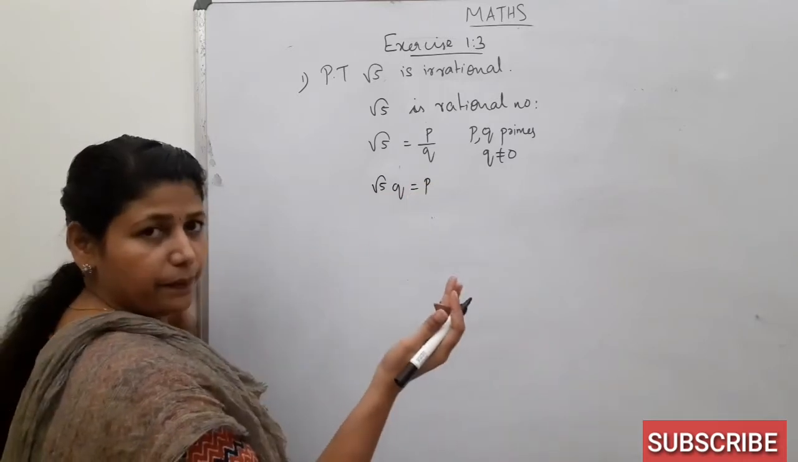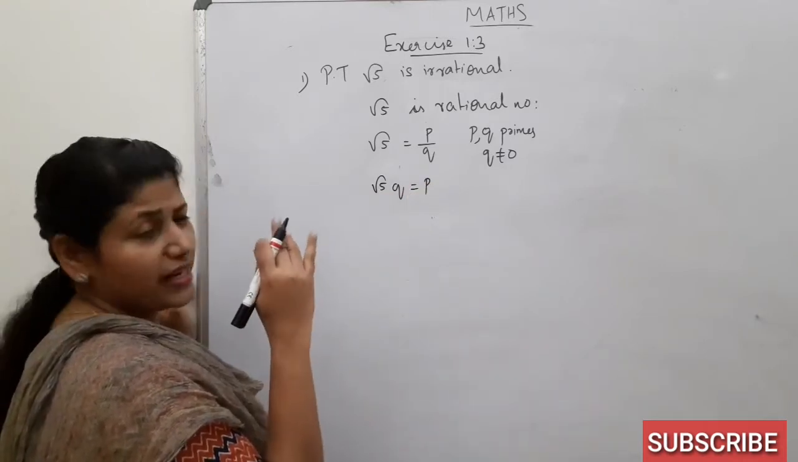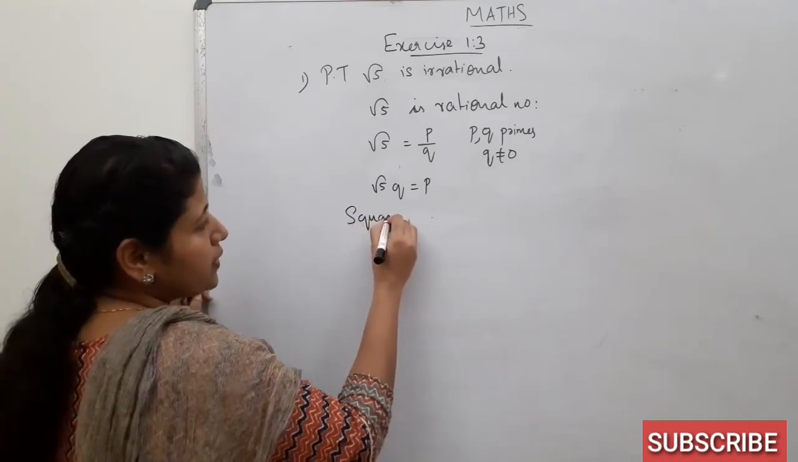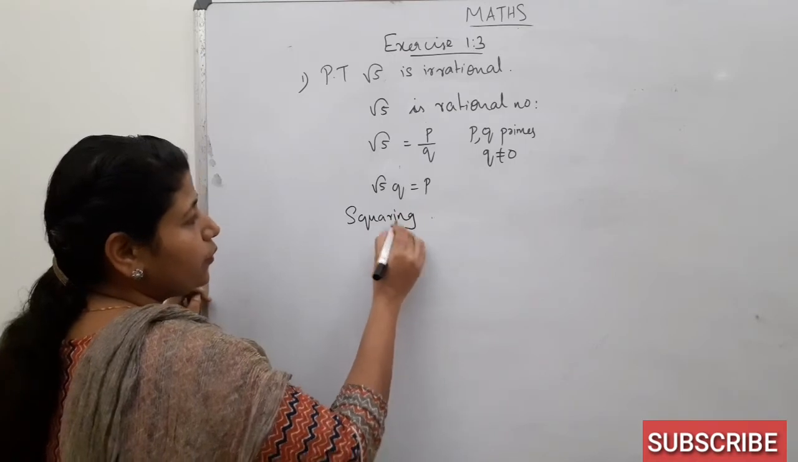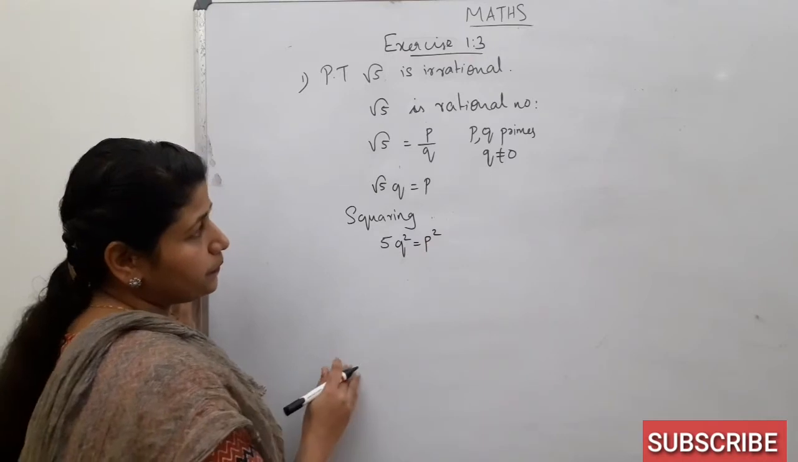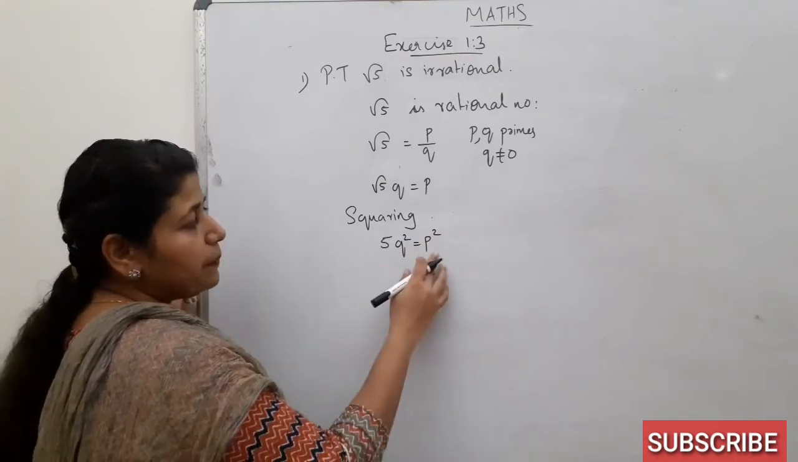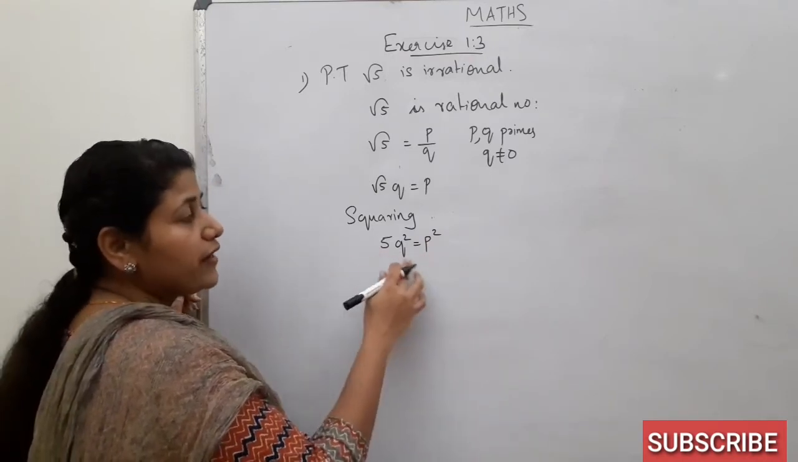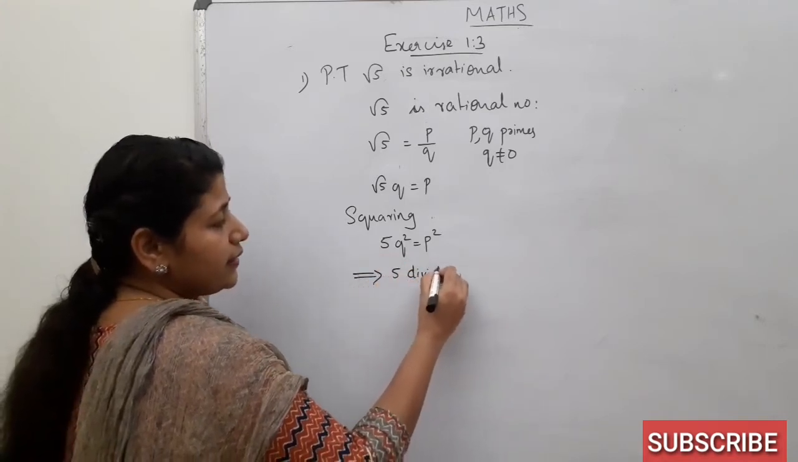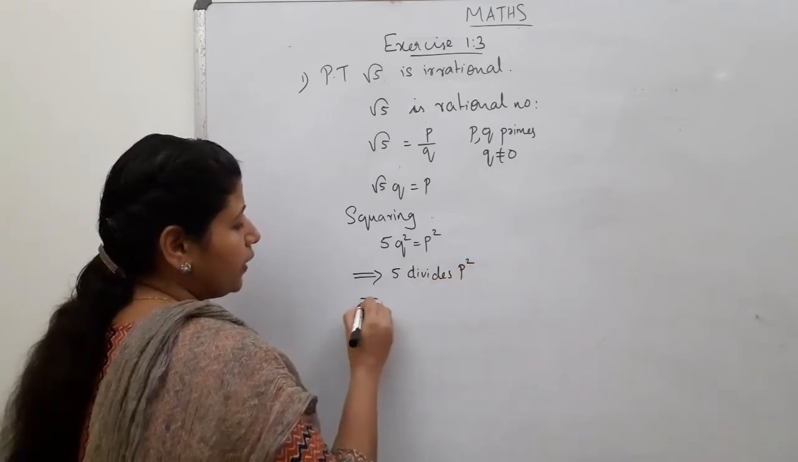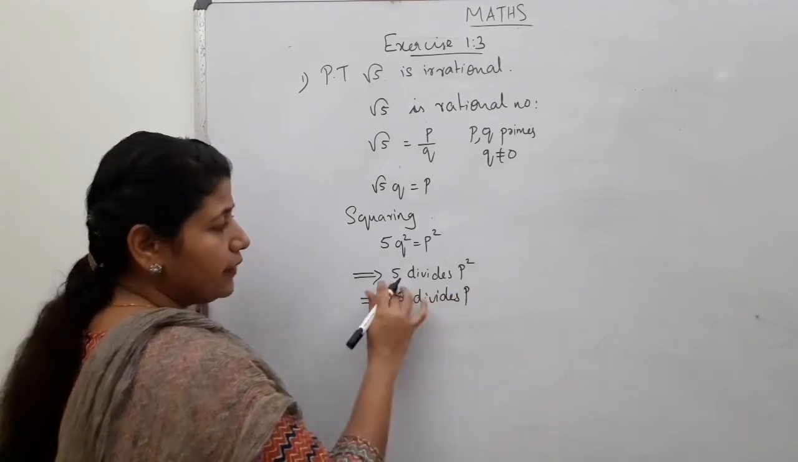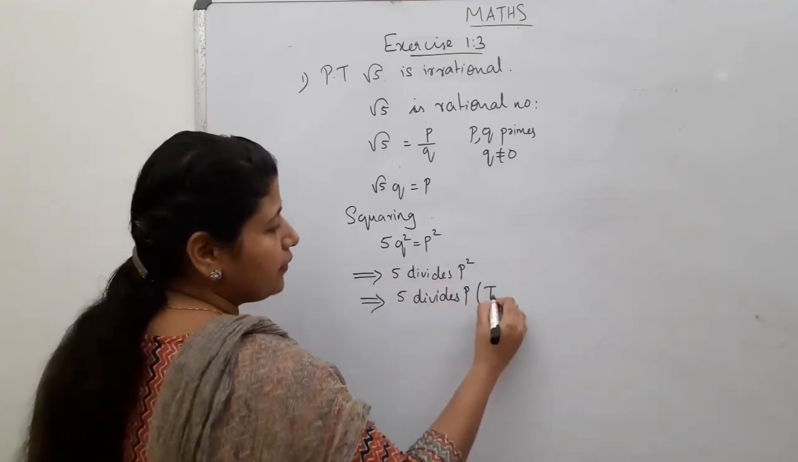What is the next step? As we have done for root 2, in theorem 1.4, we want to square. Squaring on both sides, we will get root 5 square is 5, Q square, and this is P square. So what we have got from this? P square is a product of 5 and Q square, or we can say that 5 divides P square. What does this mean? 5 divides P square means 5 divides P. Here we are using the theorem.